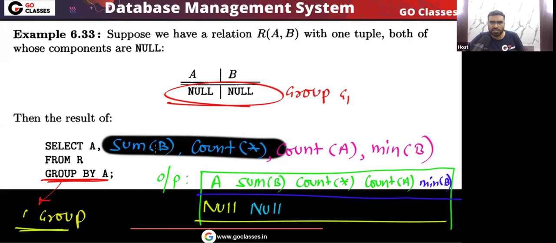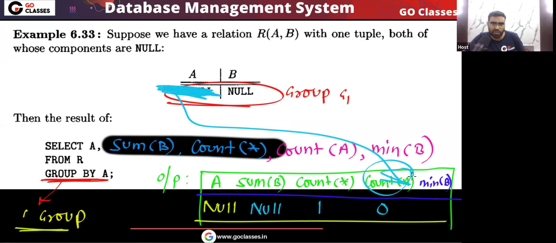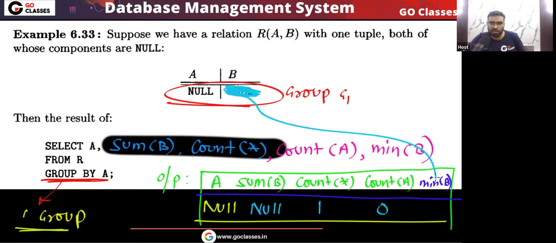Count star will always count the number of tuples within the group. So the number of tuples within the group is 1. Yes or no? Count A will ignore the null value of A. For an empty table, count is equal to 0. Next, min B will ignore the null value of B. And for the empty table, min is equal to null. So your answer is null, null, 1, 0, null. This is your answer. Is this clear?